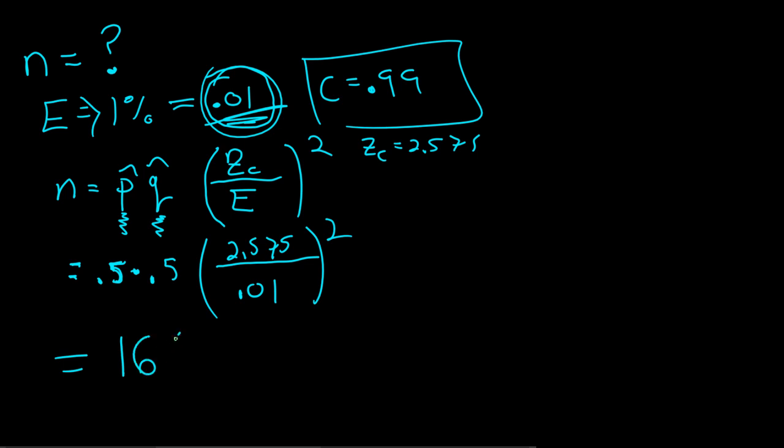And I need 16,576.5, so we'll round up to 16,577. Look at that. To have a 1% error, a plus or minus 1% on a percentage estimate with a 99% confidence, I need 16,577 samples. That's why when you see these political surveys, they're looking at like a 5% error. Because 5% error only needs about 800 to 2,000.